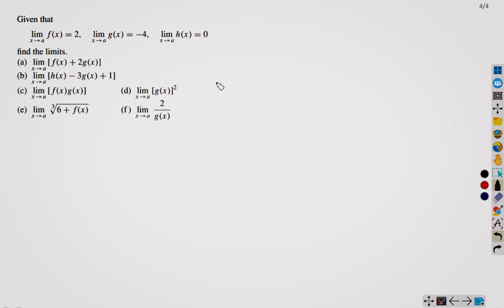Okay. Given that the limiting value of f(x) at the point a is 2, g(x) is minus 4 and h(x) equals 0, we have to determine the limiting value of all these functions. Okay. So I will not do all of this. Better you should also try by yourself. I will do some typical ones so that you guys can understand how to solve this.